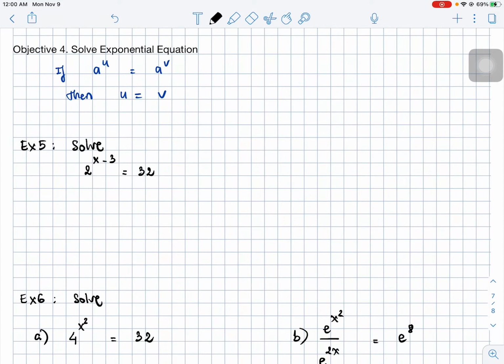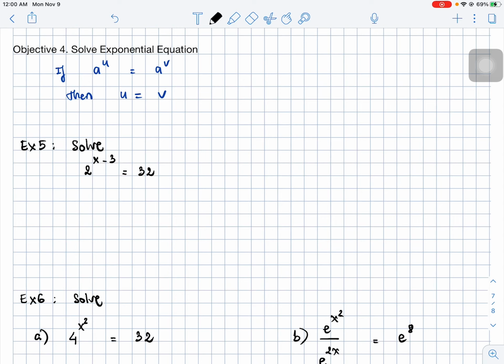Objective number 4: solve exponential equations. We will use the property for solving exponential equations. If we have a to the u equal to a to the v, where a is the base and a is a number, then the exponent u and the exponent v must equal each other because they have the same base.